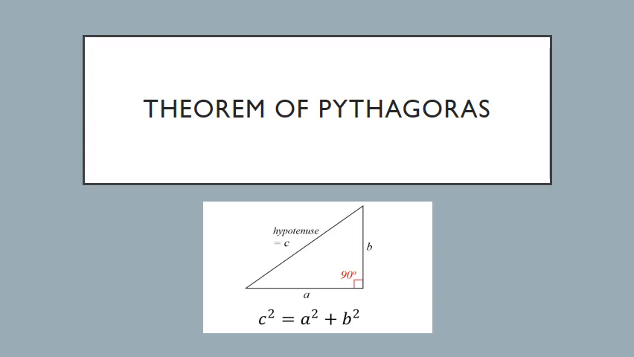Good morning, grade 8. We're going to look at the theorem of Pythagoras. It is a wonderful theorem, and it is all to do with triangles, but not just any triangle. It should be a right-angled triangle. So very, very important: we only work with triangles that have a 90-degree angle in them.